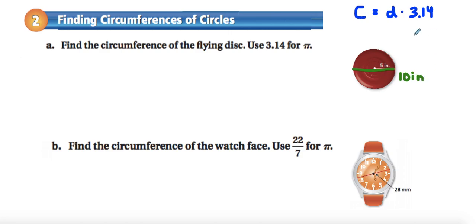Now let's plug this into our formula. Circumference equals 10 times 3.14, and when I solve, my circumference is equal to 31.4 inches.